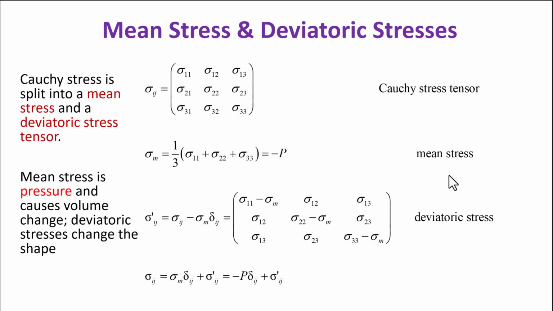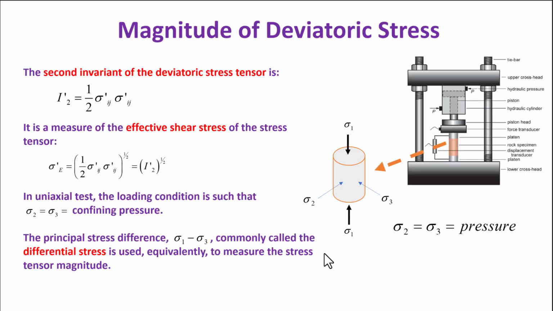So the mean stress only causes volume expansion or volume reduction. It's the deviatoric stress that is responsible for the shape change of the object. So shear strength is due to deviatoric stress. To compare two deviatoric stresses, the most useful quantity is the second invariant.